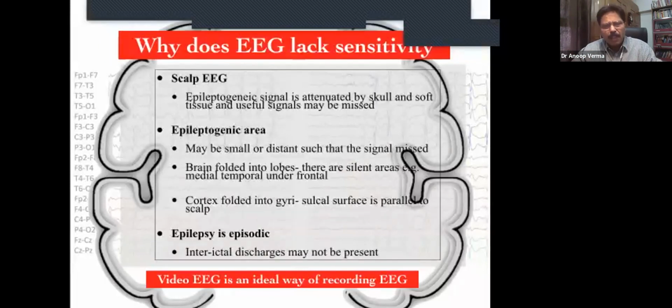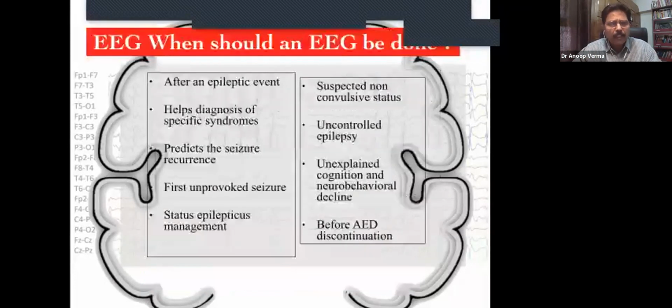This is why EEG lacks sensitivity. I will not go into details of that. We know that we are only placing the electrode over the scalp. There are so many structures which are distant from the scalp, and epilepsy is episodic. Not always do you get the discharges, and this is an important fact we should remember.